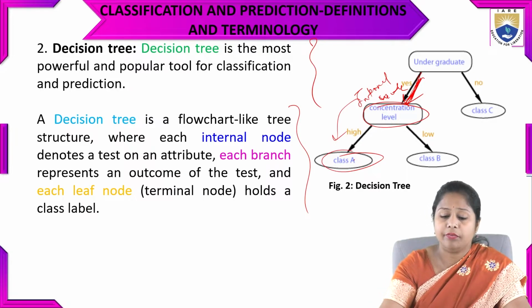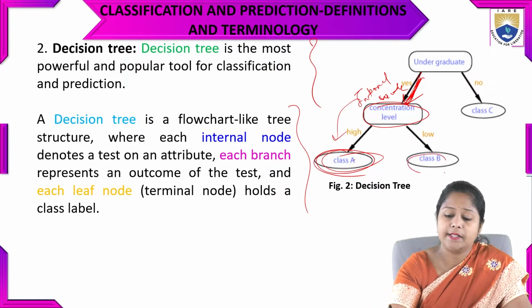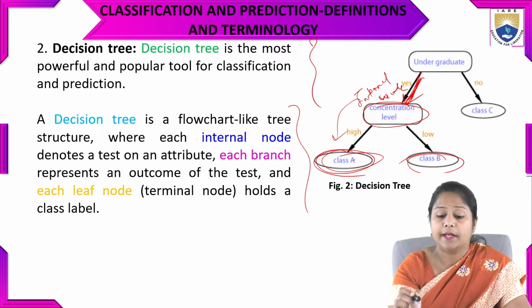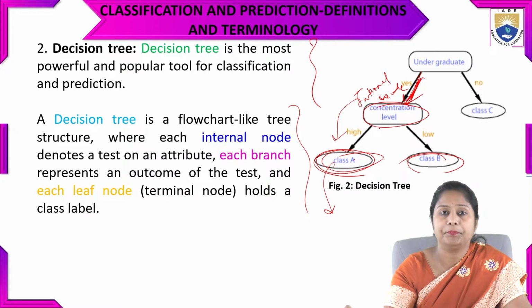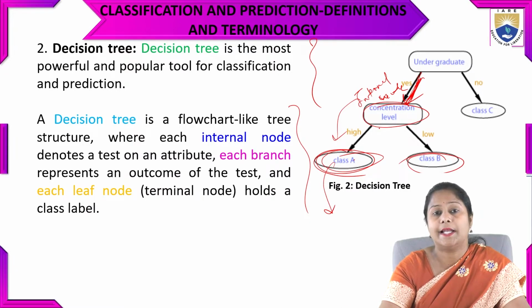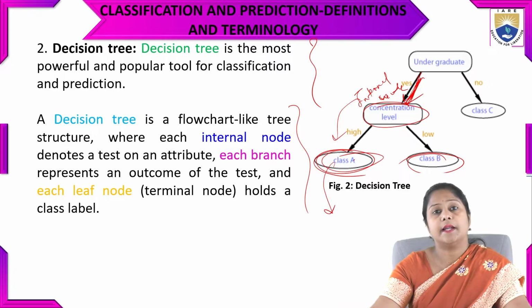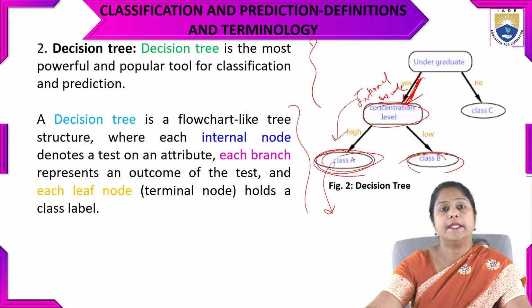And each leaf node, this is the leaf node, that is the lowest node. Each leaf node we can say is a terminal node that holds a class level. So on the basis of those values, what relevant class level is there for that, this is nothing but that which will be depicted in the form of a decision tree.